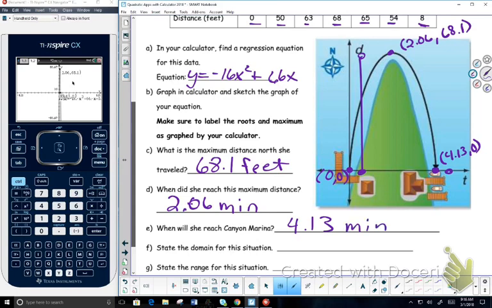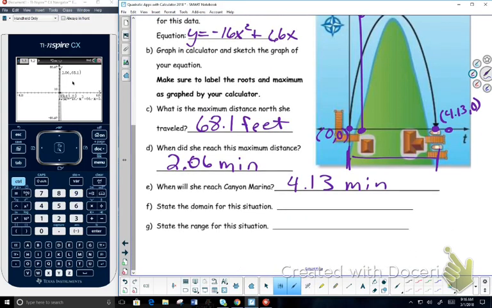State the domain for this situation. So the domain is going to run from over here all the way to over here. Since it is continuous, we're going to write this as a continuous domain, so we do less than or equal to x less than or equal to. Her time started at 0, which you would include because she was at her dock. And then she went all the way to 4.13 to reach her destination. Once again, that would be included because that point exists on our graph.